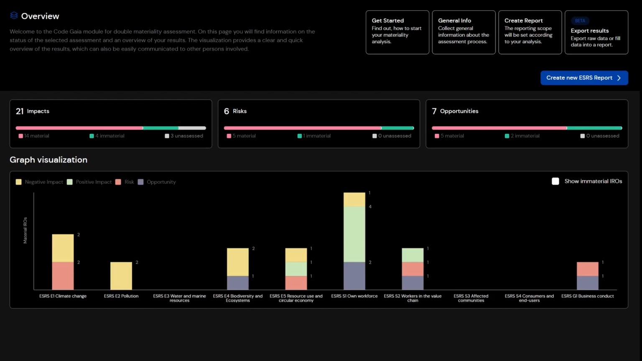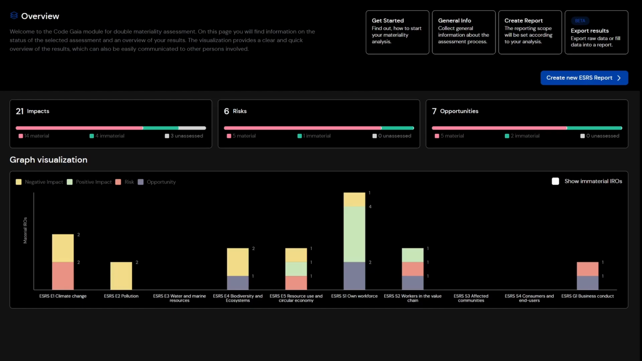Conversely, if we look at climate change, we can see there are 2 material risks and 2 material negative impacts. This topic is material for both financial reasons and for impact reasons. On the far right of the graph, you can see the business conduct topic. This has one material opportunity and one material risk. This topic is material only for financial reasons.